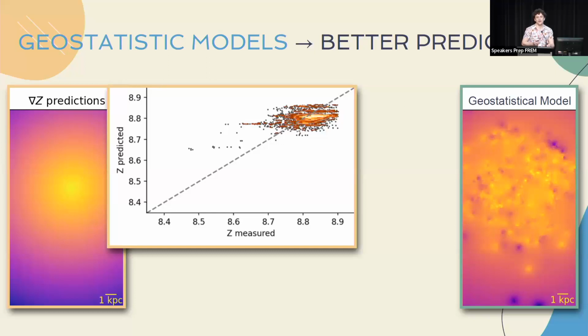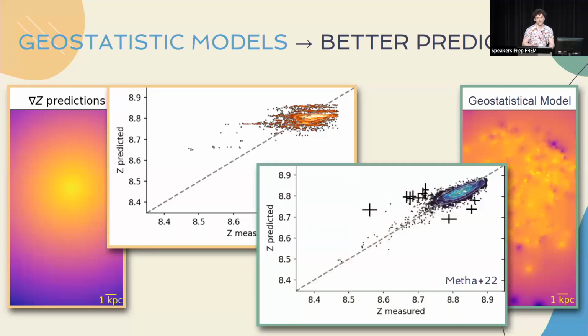The metallicity of high metallicity points is underestimated, and the metallicity of low metallicity points is overestimated. And this is just because if you're assuming that everything is at the average metallicity at each radius, you're necessarily losing some of that information. On the other hand, the geostatistical model preserves a lot of that information, and so you get much more accuracy when you look at the metallicity predicted for each data point, even for these low metallicity outliers.